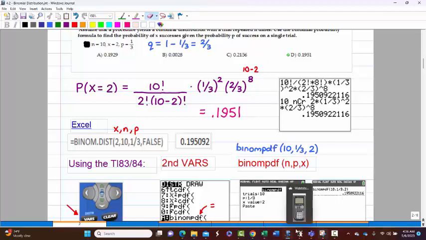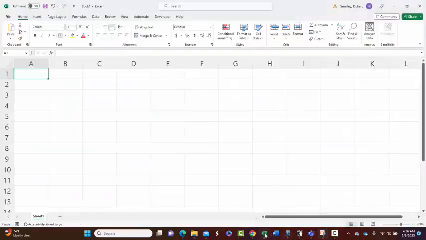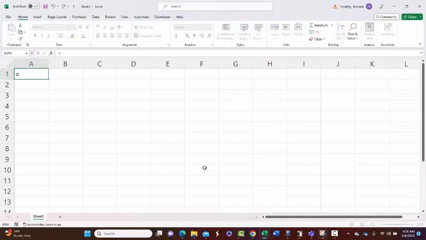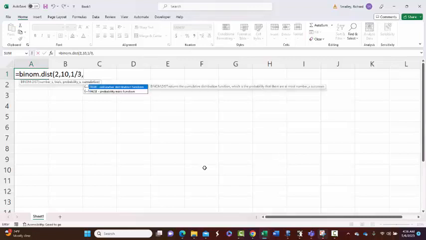So I'm going to do it for this one. Now the input on these is a little bit different than the calculator, the order of them. BINOM.DIST. The number of successes goes first, whereas the number of successes goes second in the calculator. I don't know why. I would think M would go first here, but that's not me. So 2 goes first, N was 10, 1/3. Now, this is either going to be true or false.